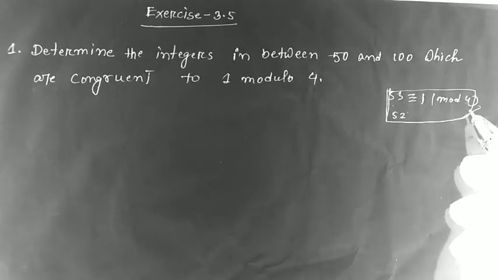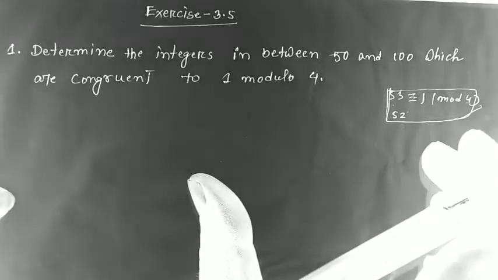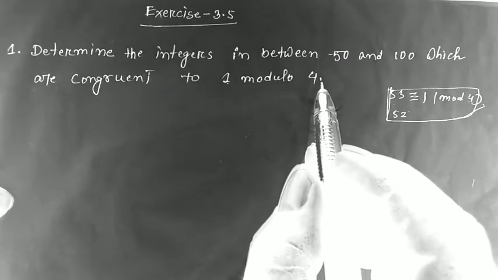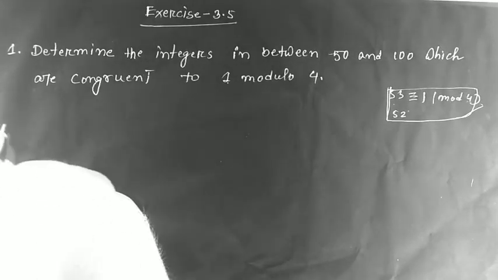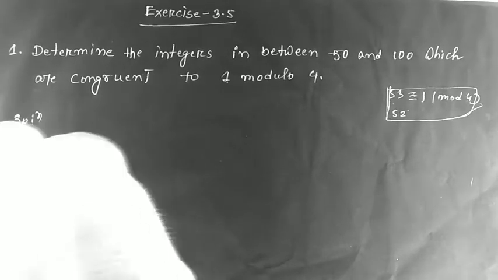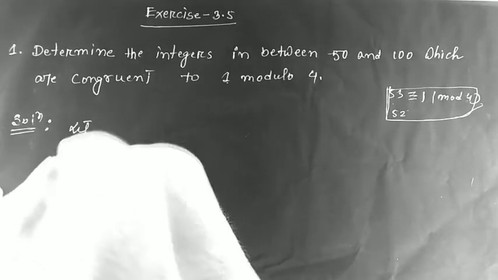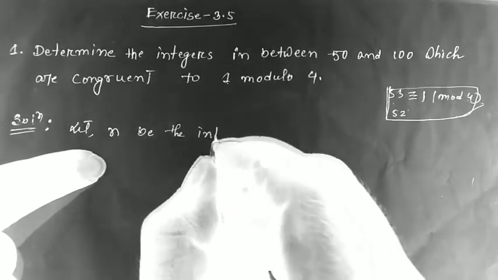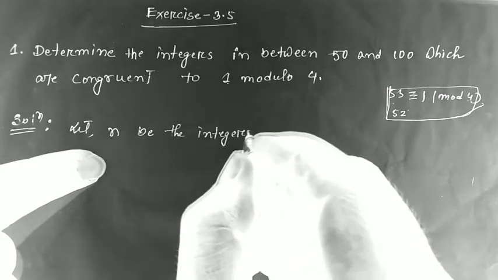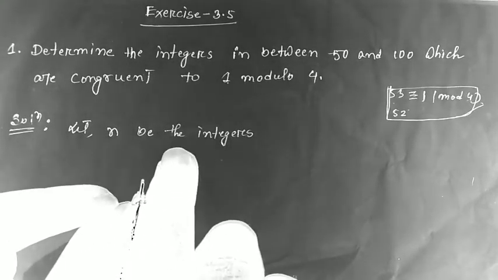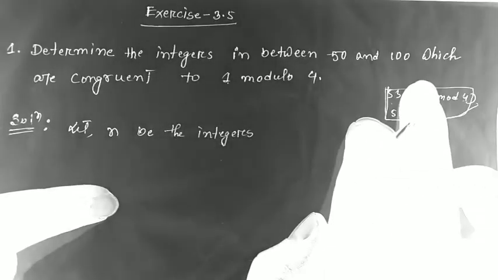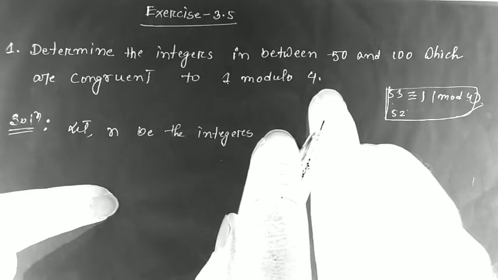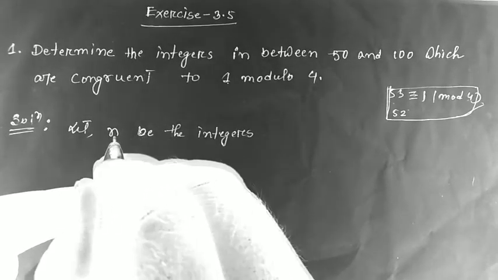So how do we proceed? First of all, as we don't know how many integers are congruent to 1 modulo 4, we have to take it as n. Solution: let n be the integers. There are more than one integers, because between 50 and 100 there are several integers which are congruent to 1 modulo 4. So we have to find those integers.